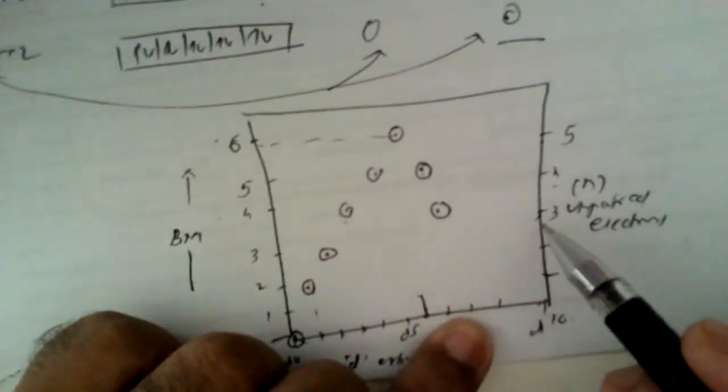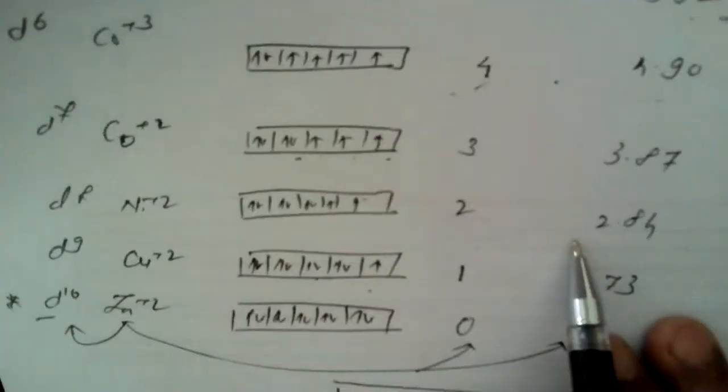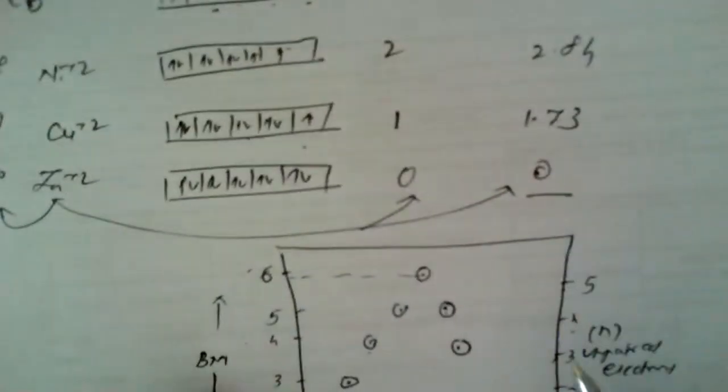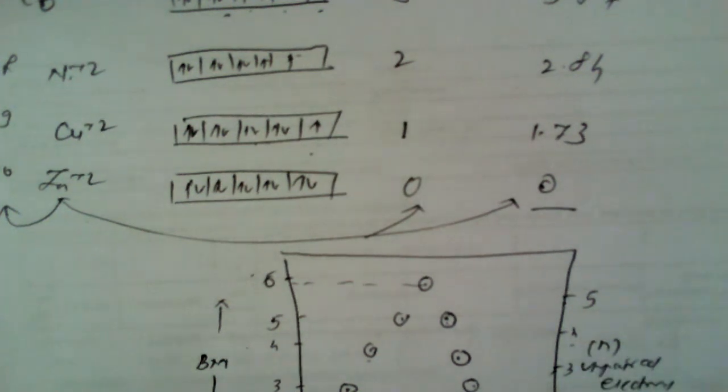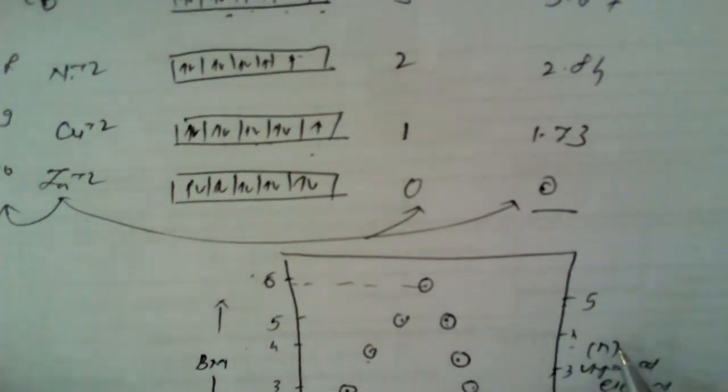For d8, the unpaired electrons are 2, and the magnetic moment is 2.84. Then d9 has one unpaired electron, with a magnetic moment of 1.73, and then the d10 case. So we have plotted this graph.